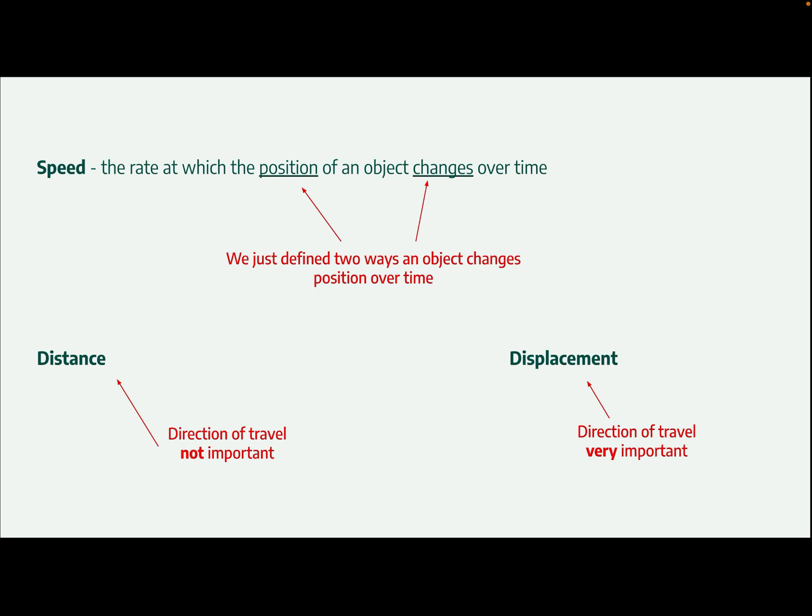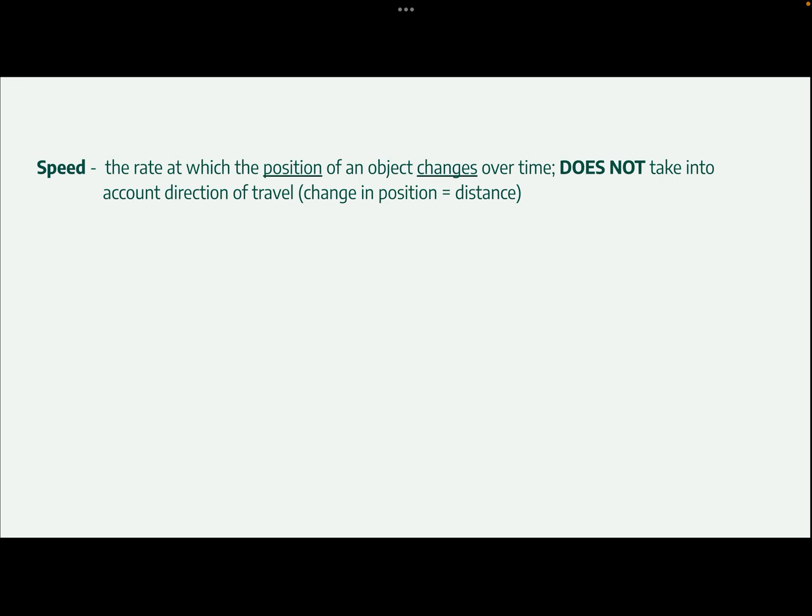of travel is not important, and a displacement is when the direction of travel is very important. So now, as we keep moving forward through this, we recognize we need a different term to be able to define which of these changes in position is important. So speed is the rate at which a position of an object changes over time. It does not take into account the direction of travel, doesn't care which way you're going. Its change in position is the distance one.